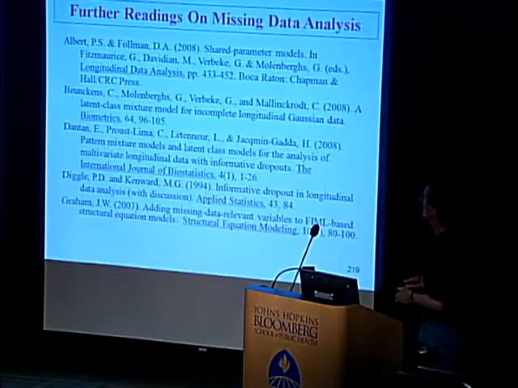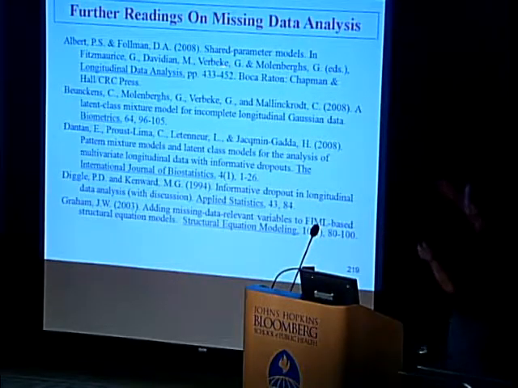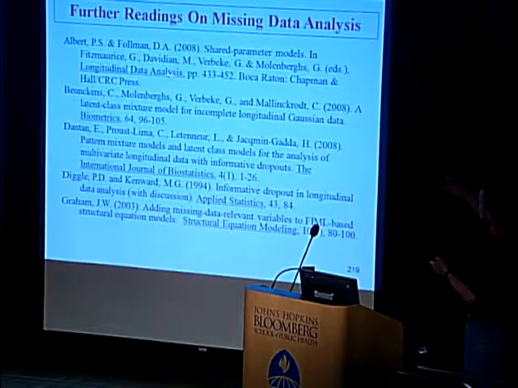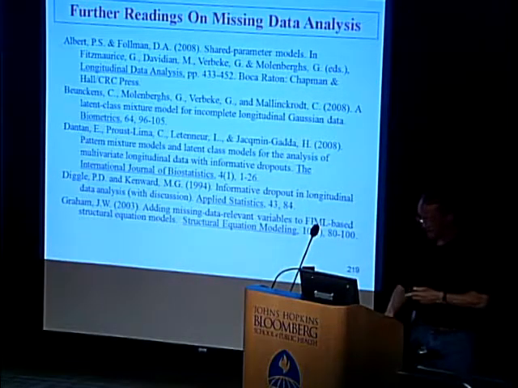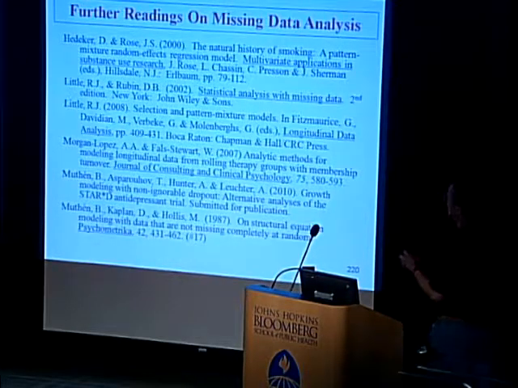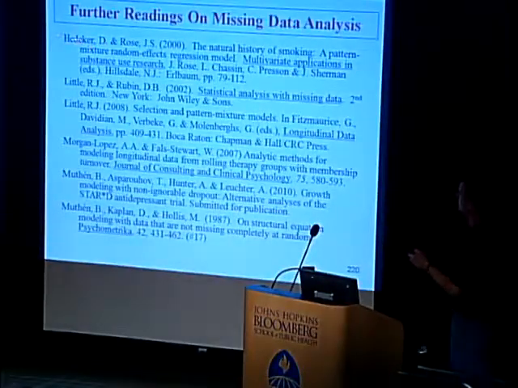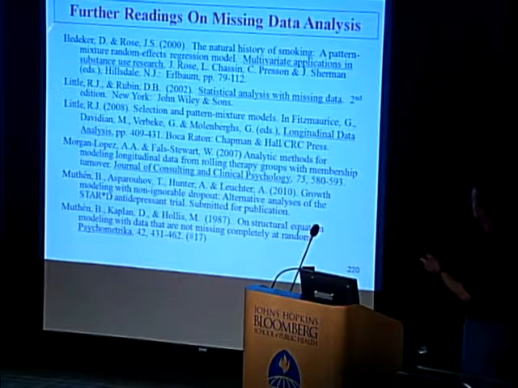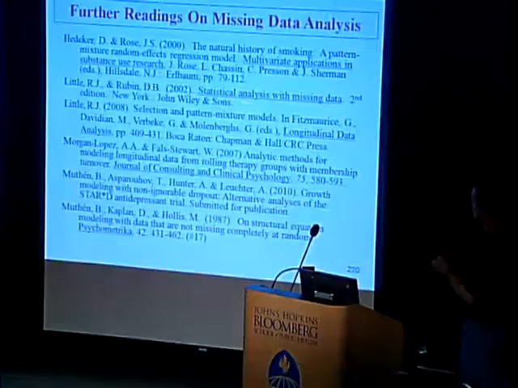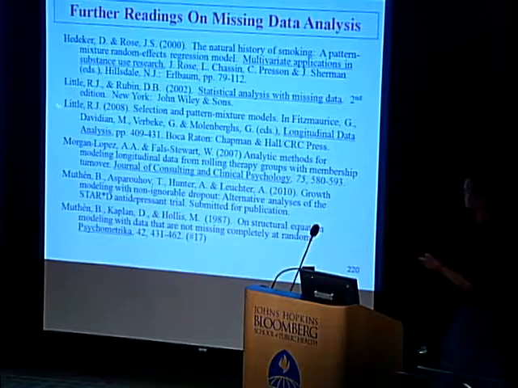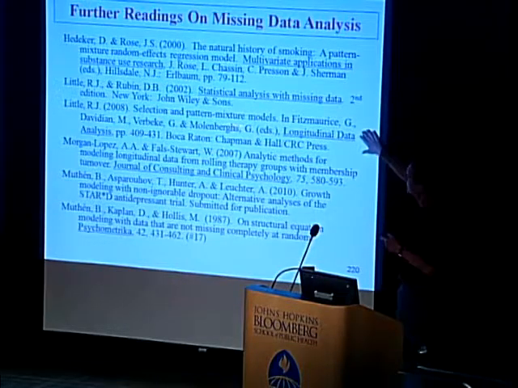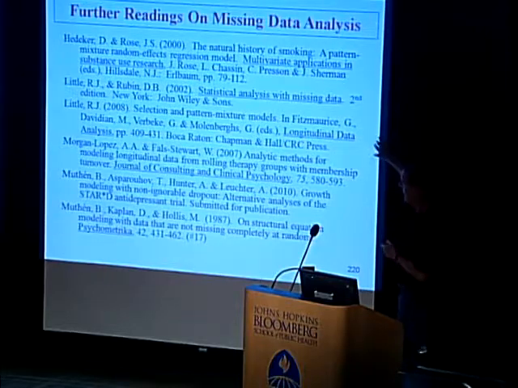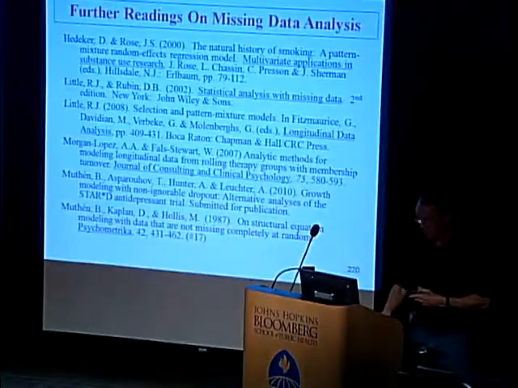So here are all those neat references. Here is the longitudinal data handbook, Longitudinal Analysis, Fitzmaurice, Davidian, Verbeke, and Molenberghs. Here are the missing data references that I'm talking about. A good paper on pattern mixture modeling by Don Hedeker and Jennifer Rose, Natural History of Smoking. The classical book by Little and Rubin. Little's most recent overview of selection and pattern mixture models in that same longitudinal data book. And let's see, what else do we have here?